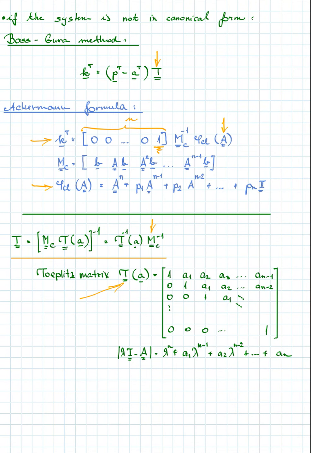If our system is 2 by 2, so the number of the states is equal to 2, it's quite easy to work with by hand. But if the number of the states is larger, 3, 4 or more, by hand it's very difficult, and there are software tools to work with the Ackermann formula, and it's very easy to realize the Bass-Gura method too by mathematical software.